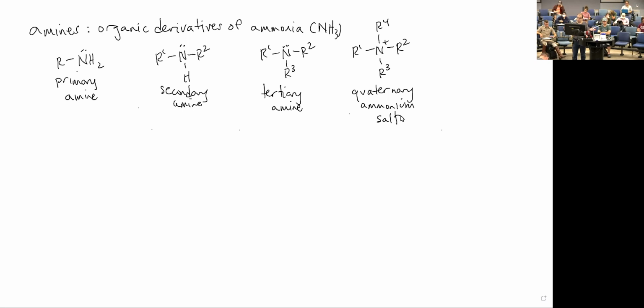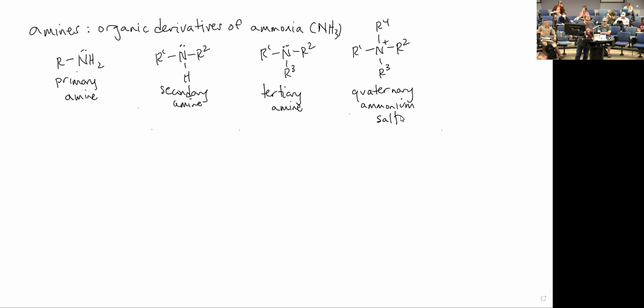But I do want you to be aware of the different types of amines. I would expect you to be able to look at the structure of an amine you've never seen before and say, that's primary, that's secondary, that's tertiary, or that's a quaternary ammonium salt. It has to do with how many alkyls and how many hydrogens are directly attached to the nitrogen.